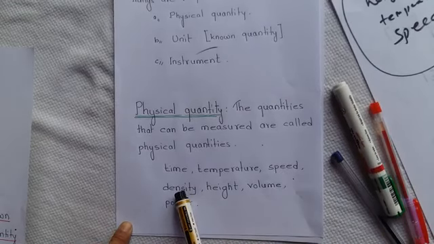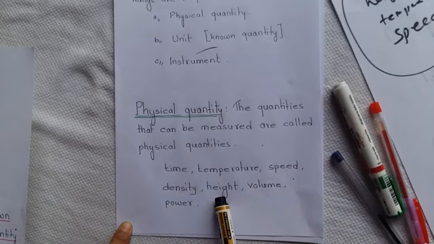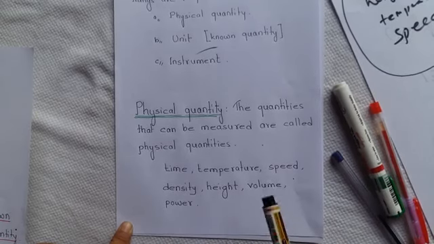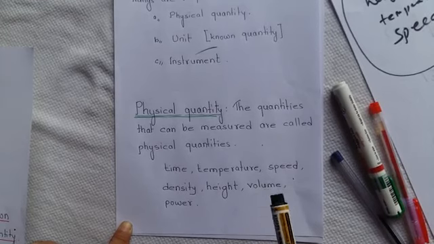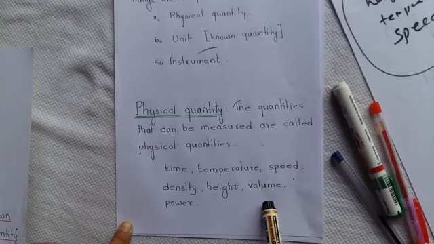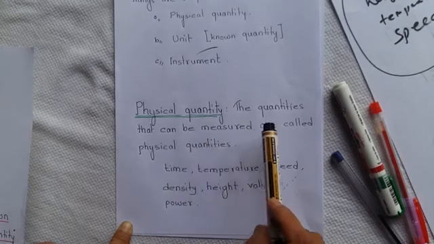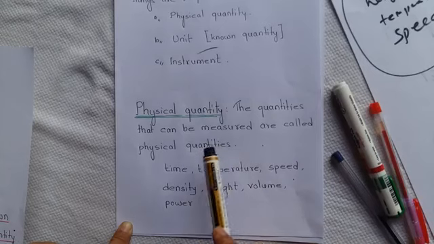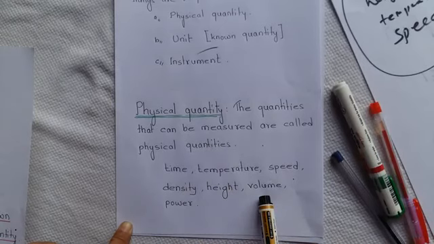Density is a physical quantity. Height is a physical quantity. Volume is a physical quantity. Power is a physical quantity. Why is power a physical quantity? Because it can be measured. Volume is a physical quantity. Why? Because it can be measured. As the definition says, the quantities that can be measured are called physical quantities. That means volume is a physical quantity because it can be measured.